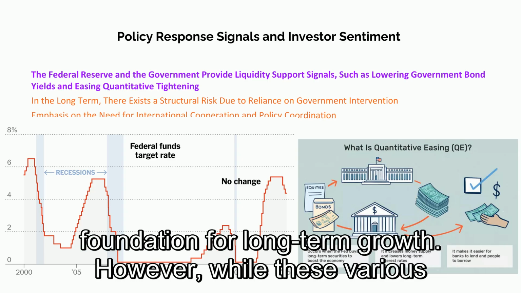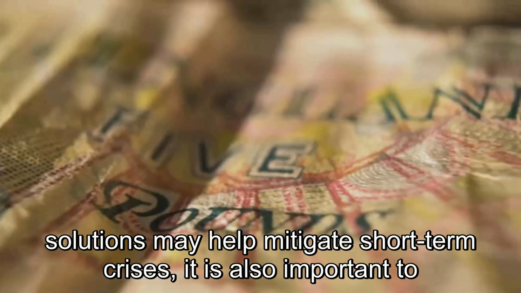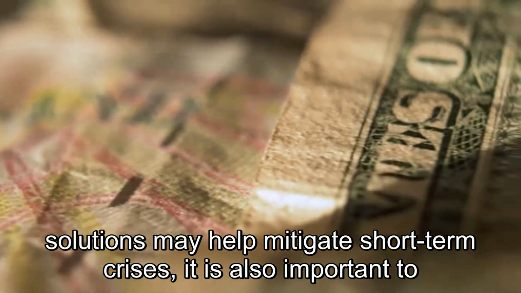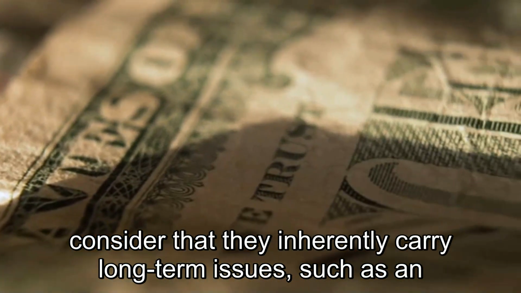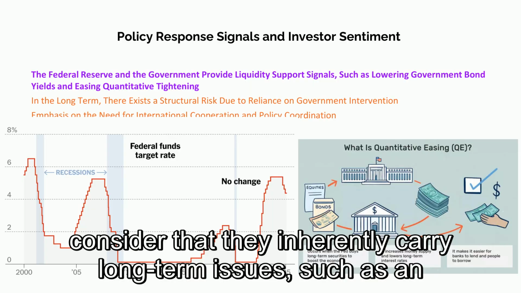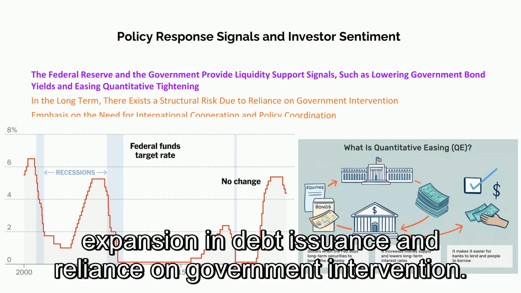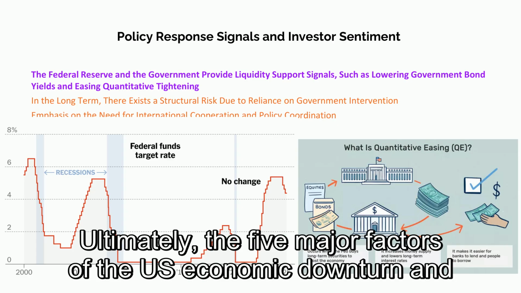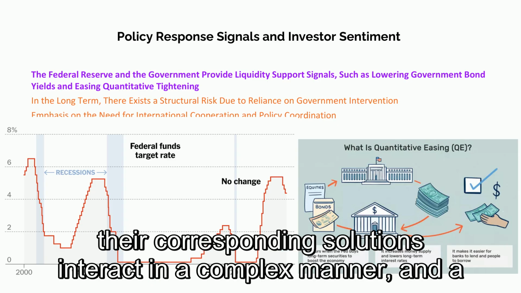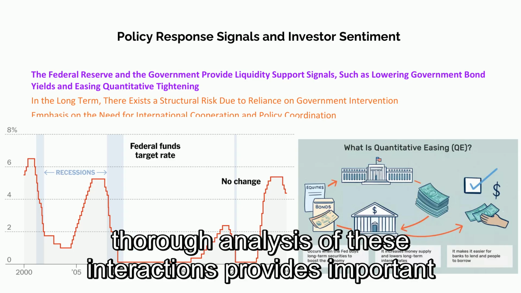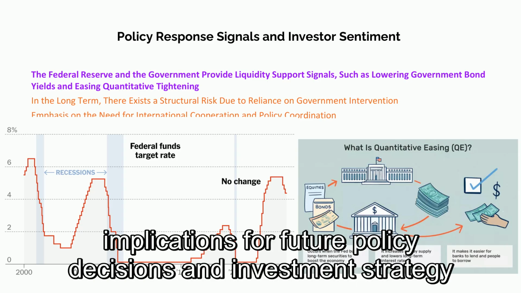Such international policy coordination plays a crucial role in stabilizing the global financial market and establishing a foundation for long-term growth. However, while these various solutions may help mitigate short-term crises, it is also important to consider that they inherently carry long-term issues, such as an expansion in debt issuance and reliance on government intervention. Ultimately, the 5 major factors of the U.S. economic downturn and their corresponding solutions interact in a complex manner, and a thorough analysis of these interactions provides important implications for future policy decisions and investment strategy formulation.